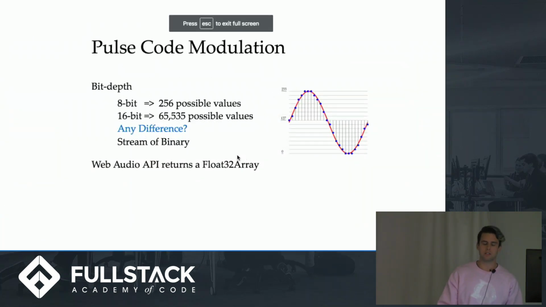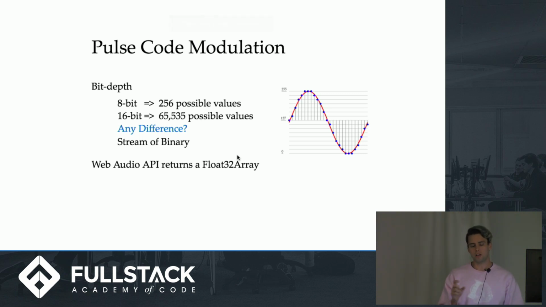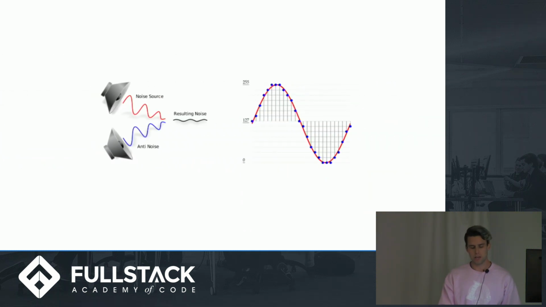What's interesting is that the Web Audio API actually returns 32-bit float numbers, which is kind of odd to me, but it gives a lot of possible values for the different points in the wave.